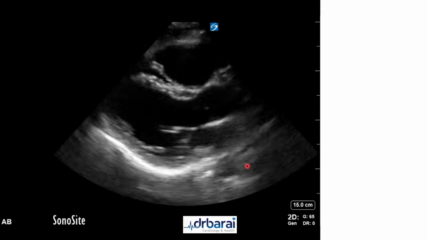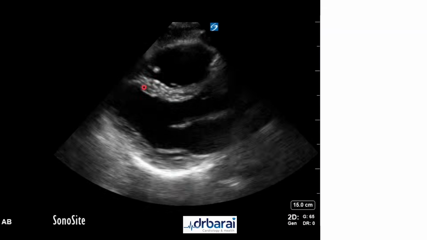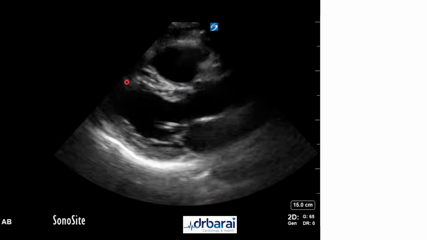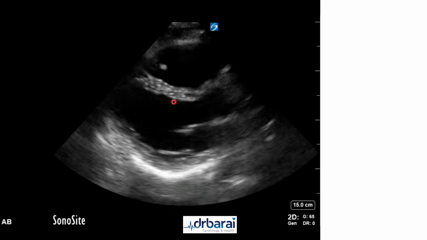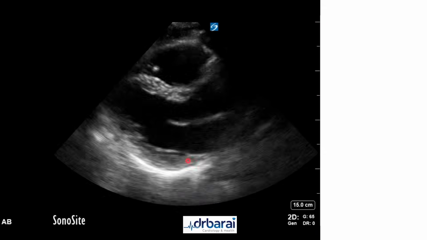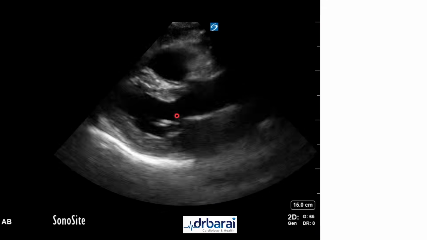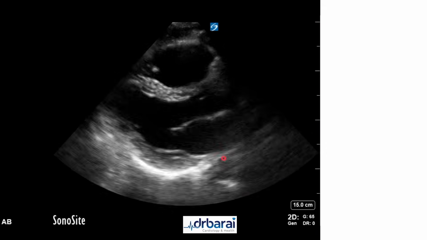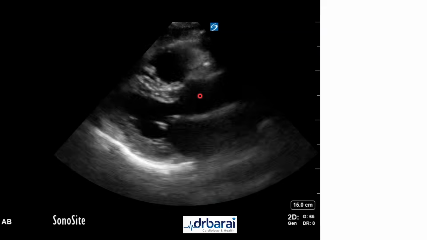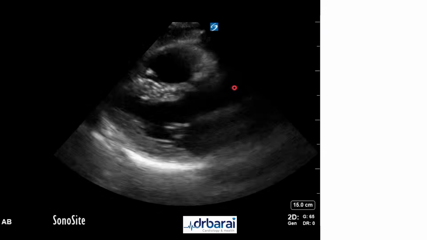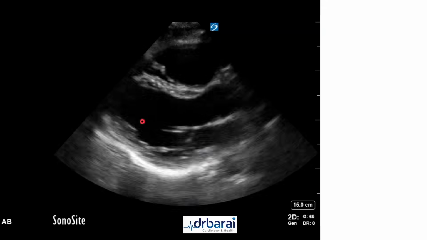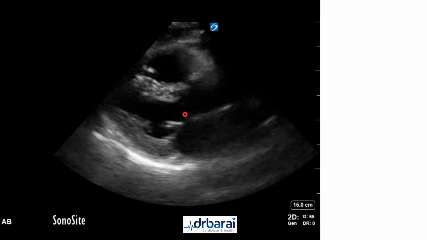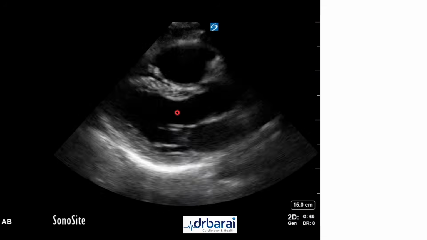So here we go. This is the parasternal long axis view. As you can see, this is the right ventricular outflow tract. This is the interventricular septum. We have got the left ventricle here. Then this is the mitral valve, the anterior leaflet and the posterior leaflet. The left atrium is here, the descending thoracic aorta is here, and of course that's the aortic valve, and this is the ascending aorta. This area is called the left ventricular outflow tract, and as you can see, it seems to be like a cylinder.